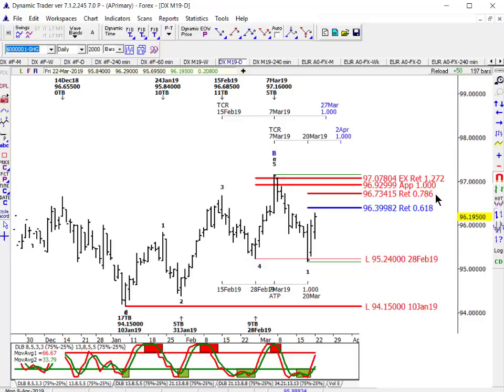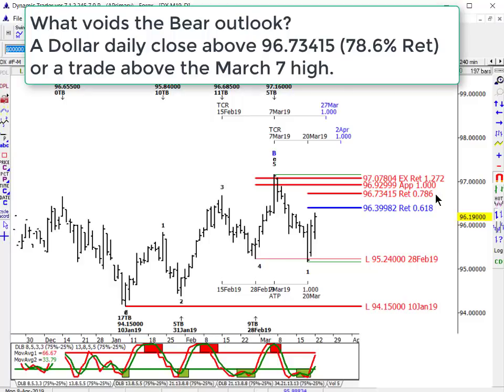Typically, the 78.6% is the maximum correction for wave 2 and for really just about any correction. And a daily close above it would be significant. It would be a really strong warning that we're not correct. I'd be taking a close look again at the analysis, look at the pattern of the advance off of the March 20th low, etc.